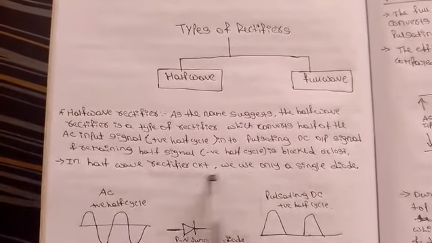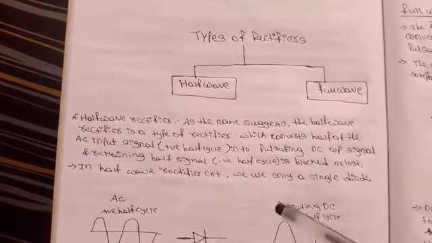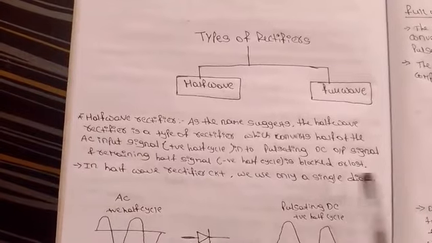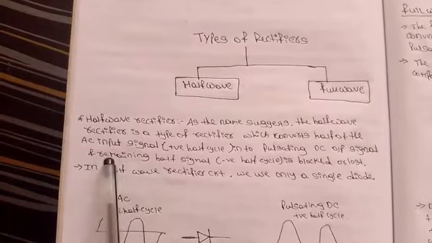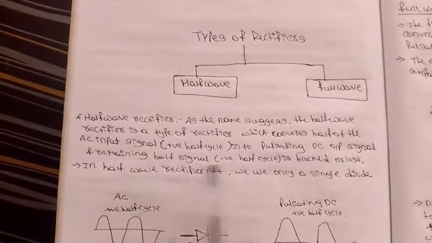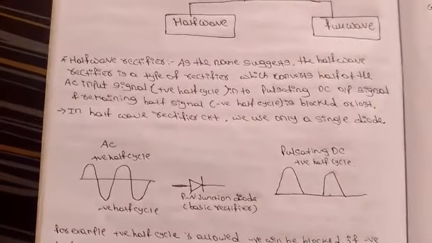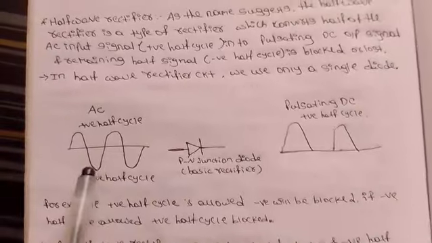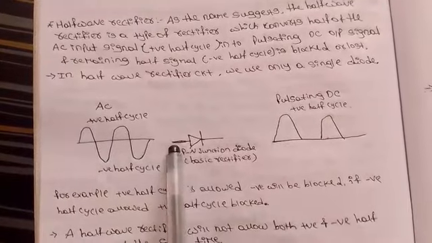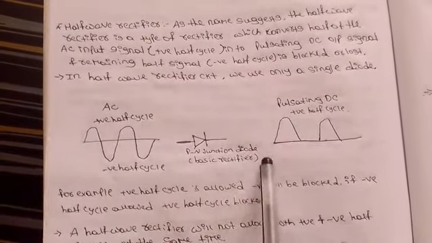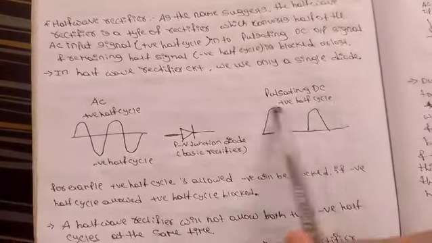In a half wave rectifier circuit, we use only a single diode, which is the purpose of blocking the other half cycle. In the positive half cycle, the current flows in forward bias through the one diode. The other cycle will be blocked. This is the simplest way to understand: the AC current flows towards this PN junction diode, which is the half wave rectifier, and the output will be DC.